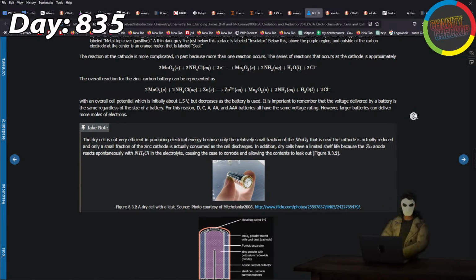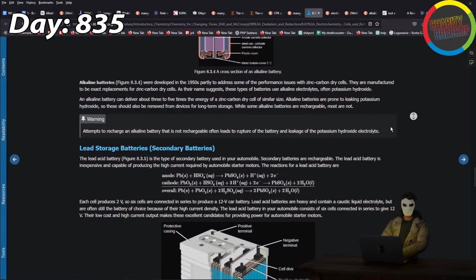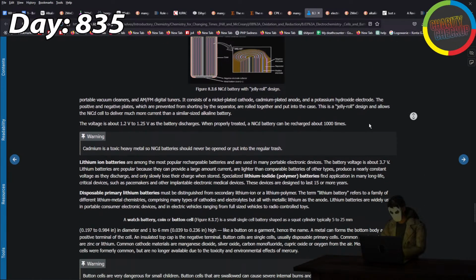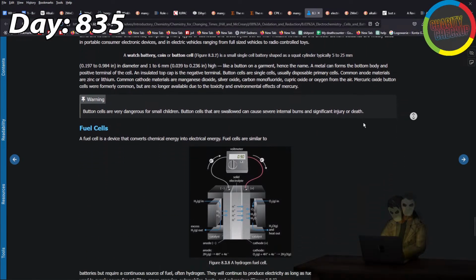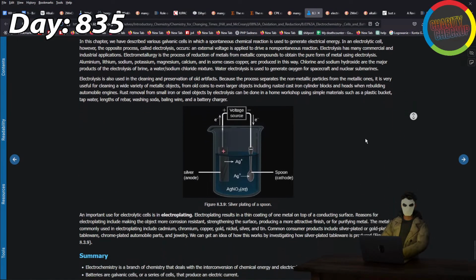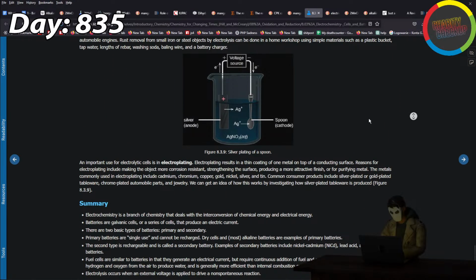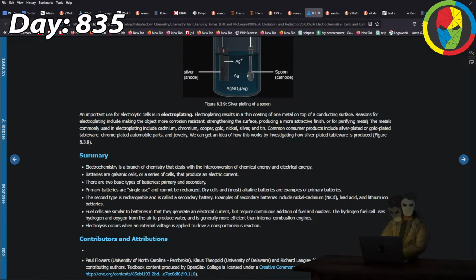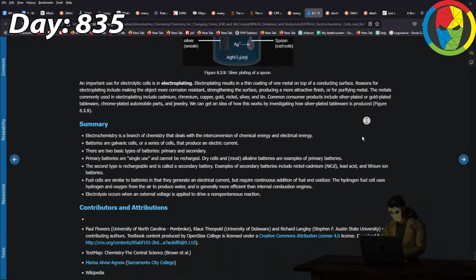This is almost good, but this is using nitrogen, not potassium hydroxide. Lead storage batteries, all the batteries. Cadmium fuel cells, no. Electrolysis. Polymer composite.